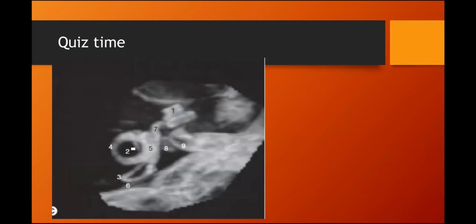Number 2: this is the superior semicircular canal.